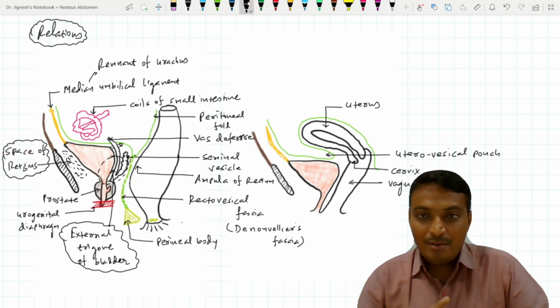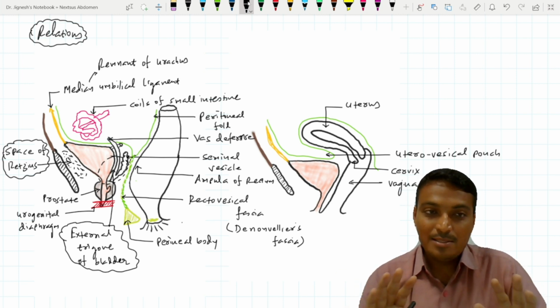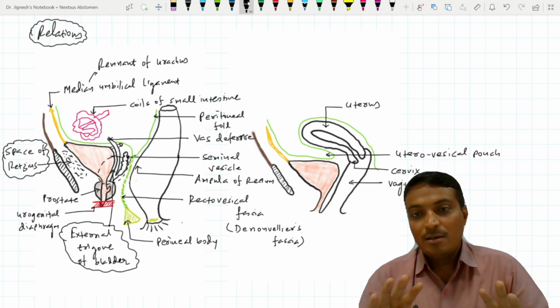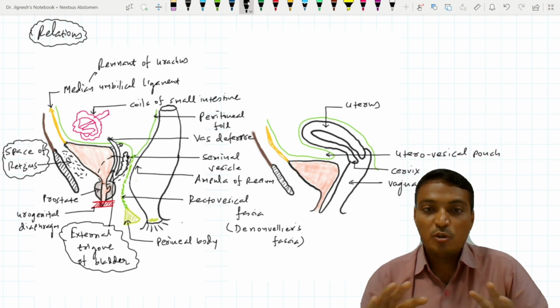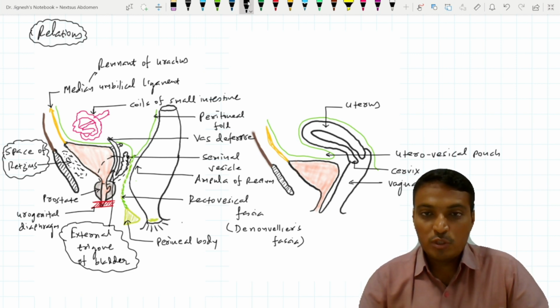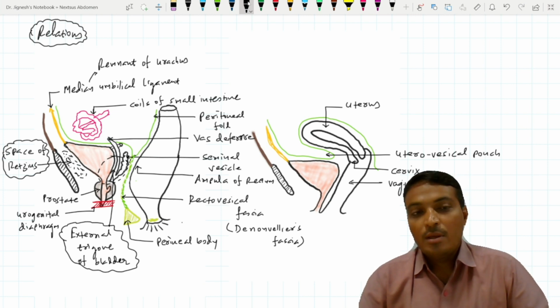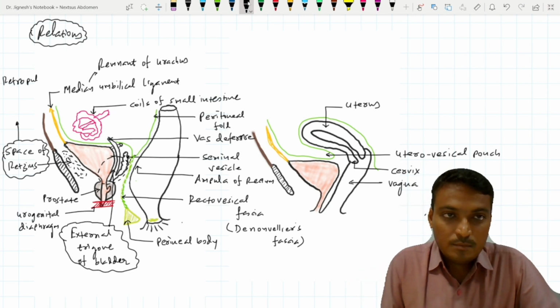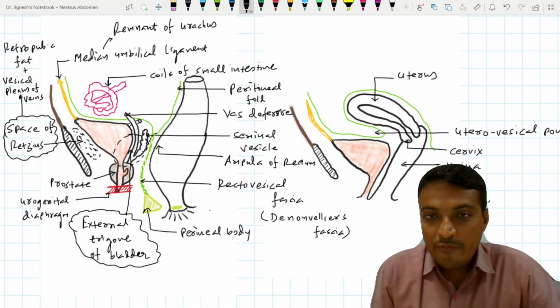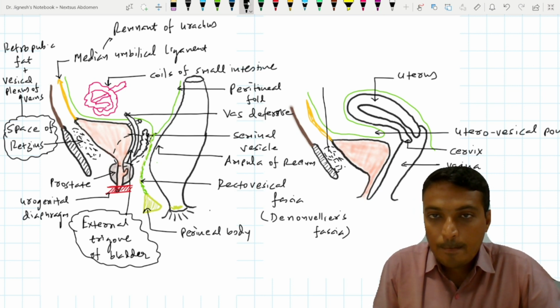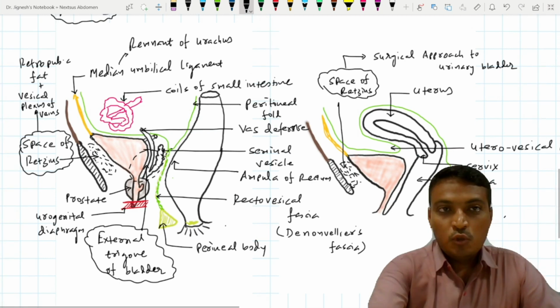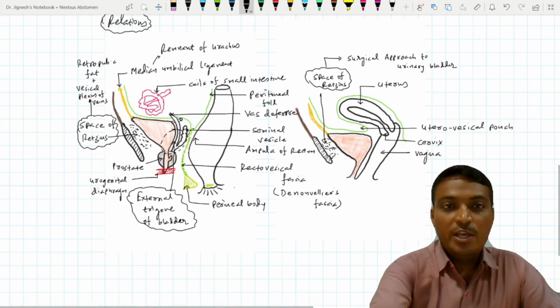That space of Retzius mainly contains the retropubic fat as well as the plexus of the vesical veins. This space is important for the operative procedures of the urinary bladder. So here in the female, this is the space we are talking about, the space of Retzius. All these are the important relations of the urinary bladder.